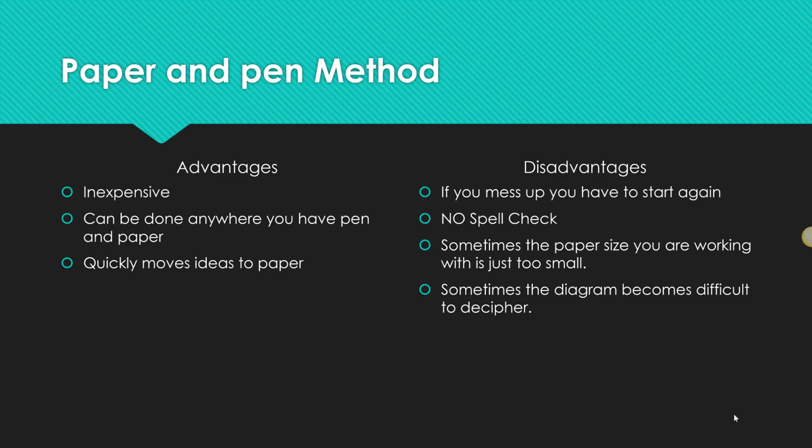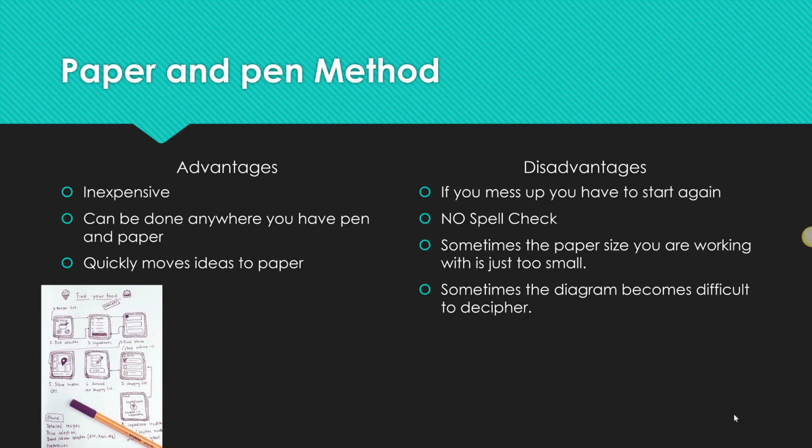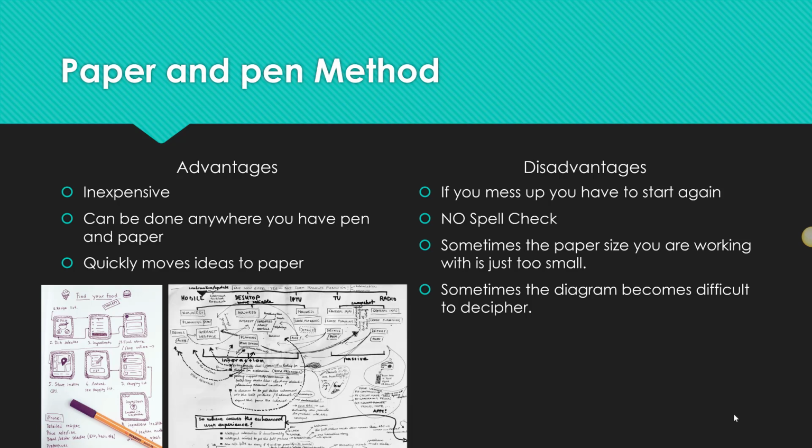There are some disadvantages, unfortunately. First of all, if you mess up, you have to start again. Otherwise, your paper is covered with scribbles and markouts. It has no spell check. Sometimes the paper size you are working on is just too small, and sometimes the diagram becomes so difficult to decipher, it's really not worth doing. Or at least it's time to rewrite it.